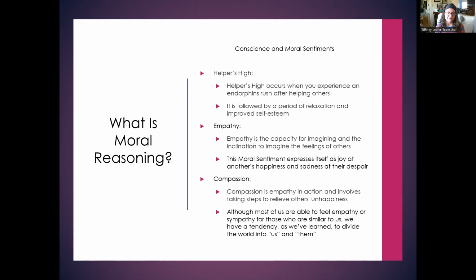But we know that we have a tendency to fall into that barrier of critical thinking where we divide the world into us versus them. And so anyone who is in the us category, we are more likely to show compassion to, more likely to act on our empathy. Anyone who's in the them category, we may not even be able to muster the empathy, right? But even when we do, we're less likely to show compassion.